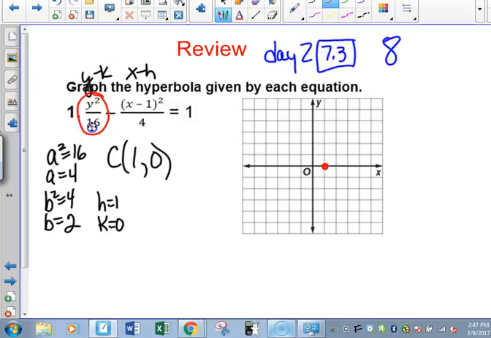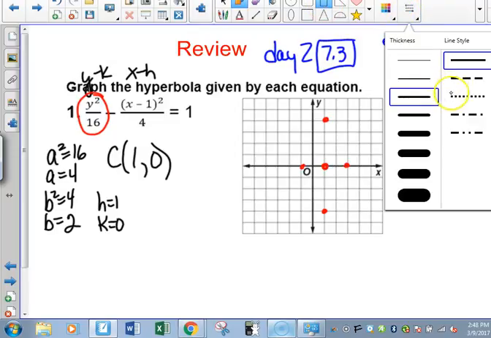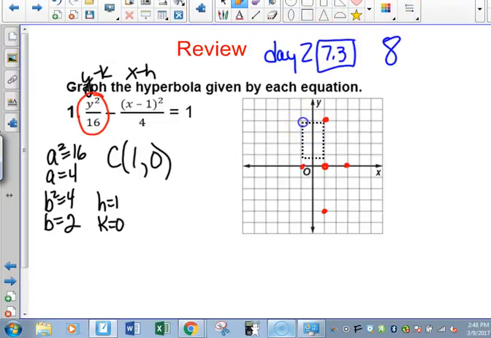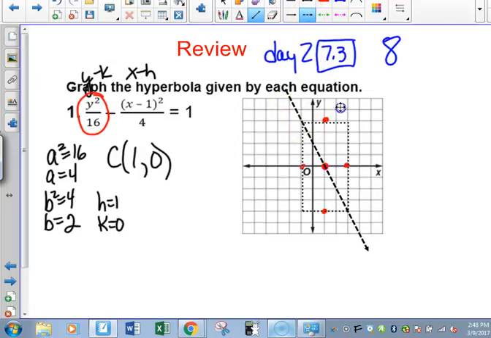Underneath the Y was the 4. Yeah, I get the words wrong, so you may have understood the concept. Y goes up and down the square root of 16 or 4. In the X direction, we go square root of this, which is 2. I was saying horizontal for vertical and vertical for horizontal earlier and got myself all messed up. So we draw the rectangle, auxiliary rectangle, and we draw the asymptotes. Then what?